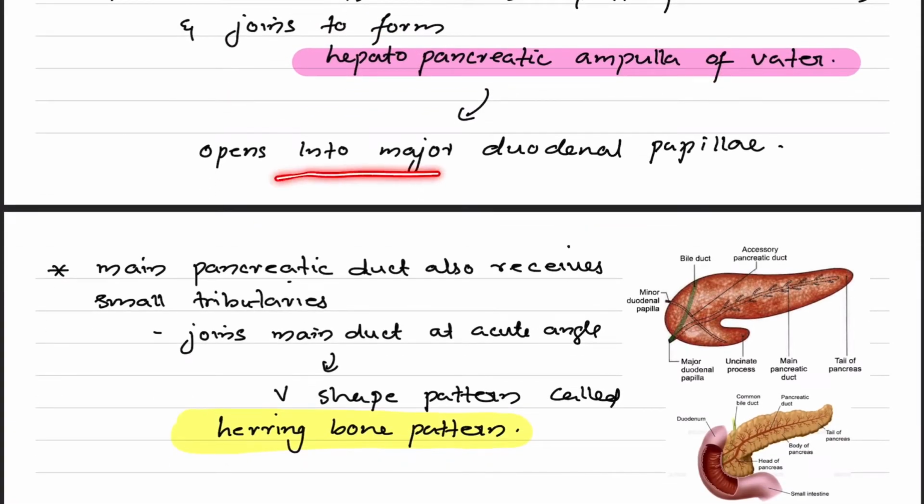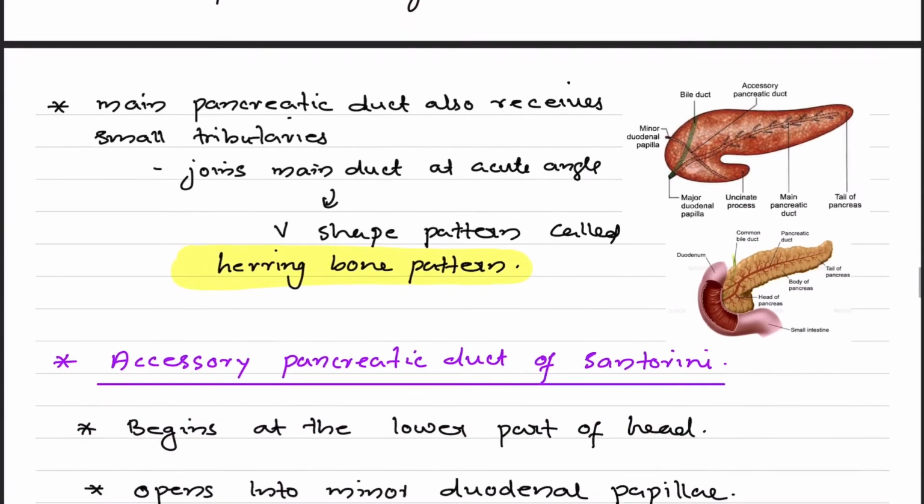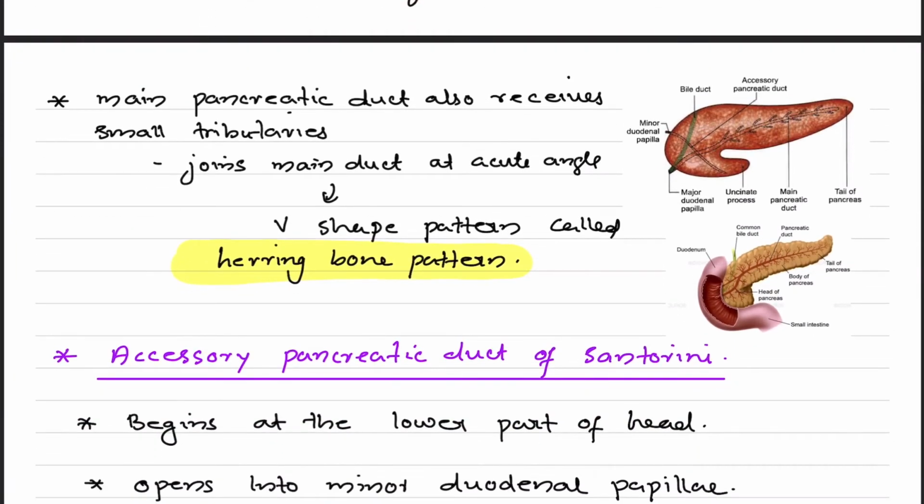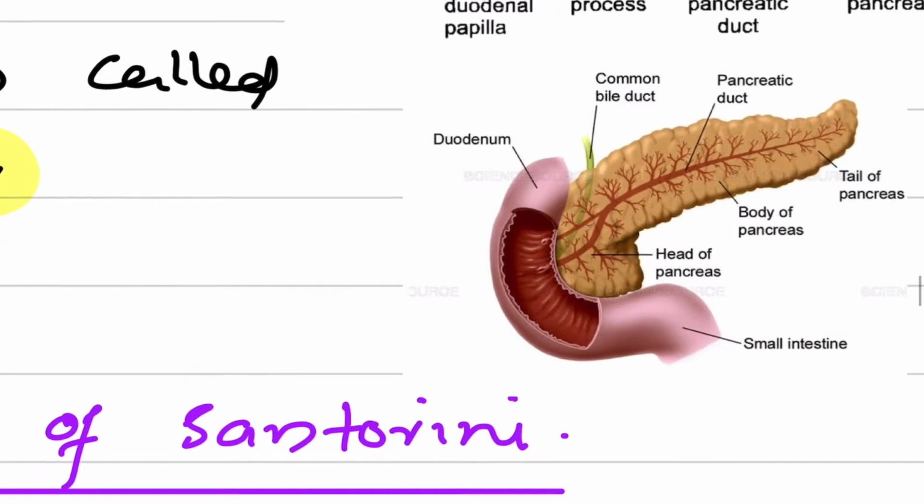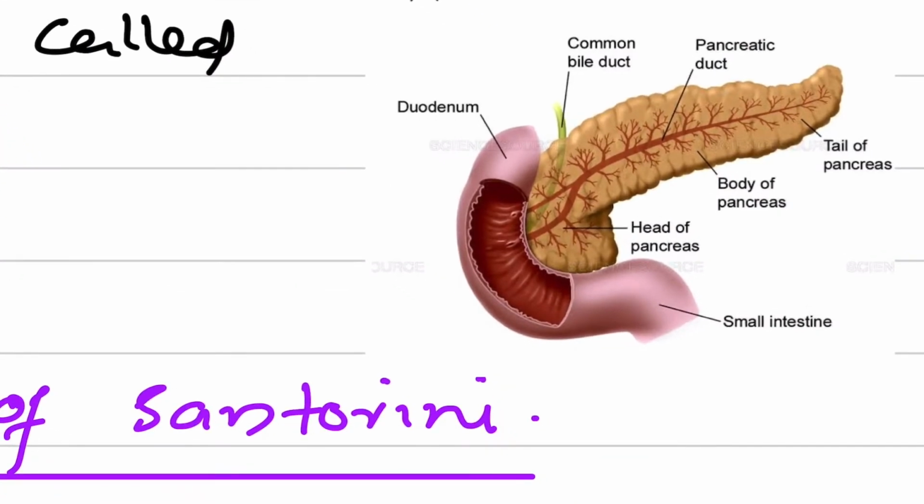And then it opens into the major duodenal papillae. See, the main pancreatic duct starts from the tail of the pancreas and runs through the body. In the head it bends and comes here.